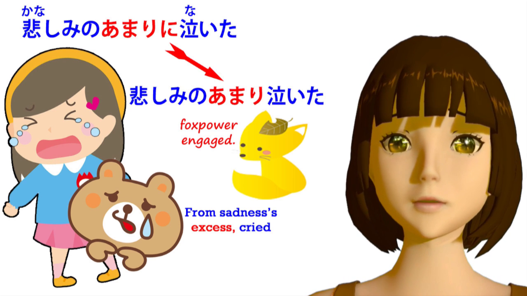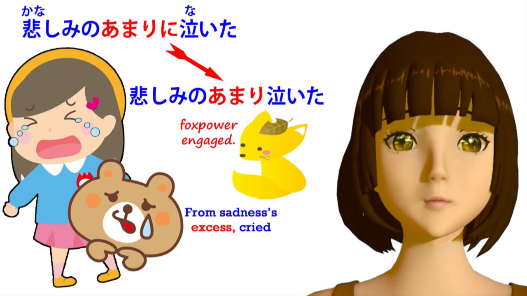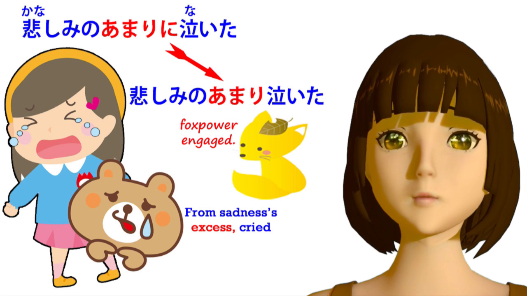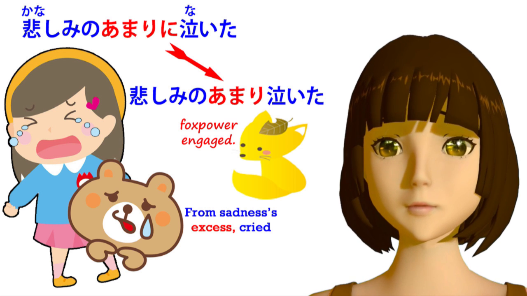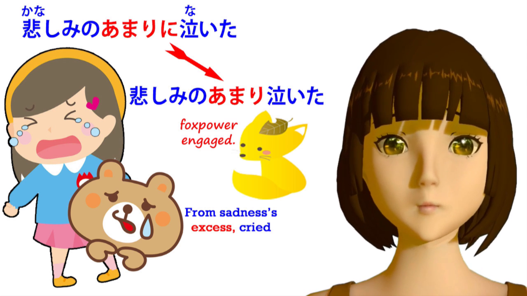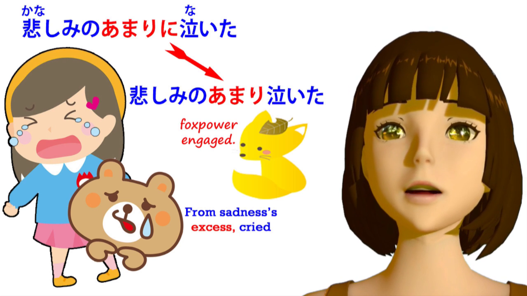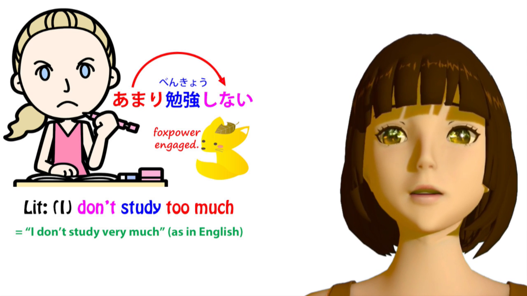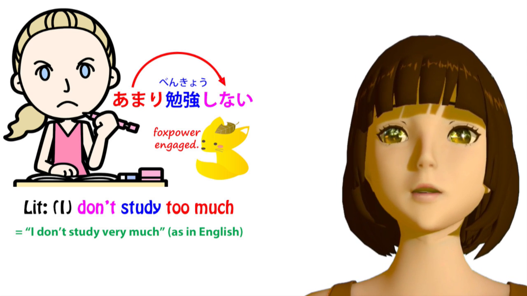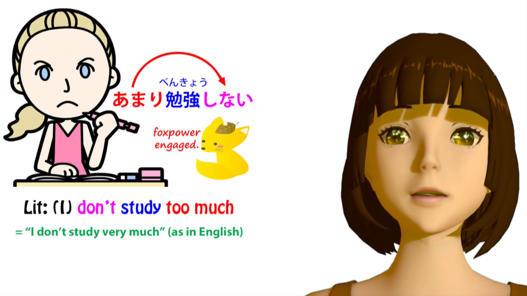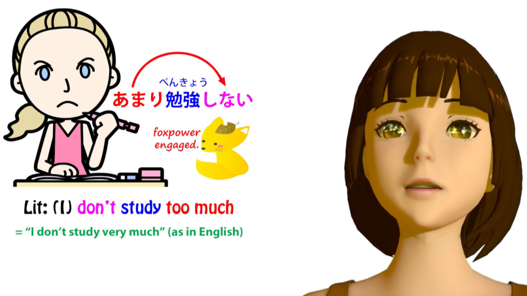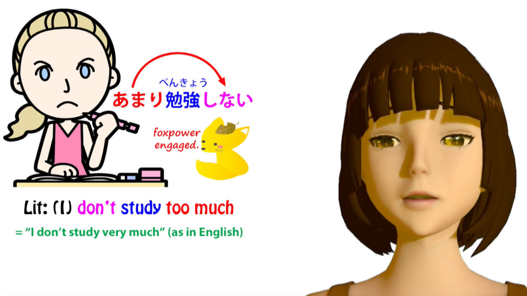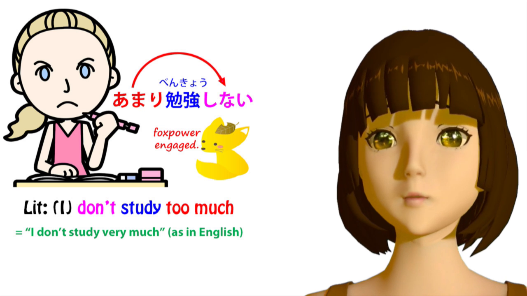Now, the textbooks generally introduce it in a different context, which makes it very confusing when we see it in other contexts, and especially when we don't understand that it's actually a noun. They show it being used adverbially in expressions like amari benkyo shinai. What does that literally mean? It literally means I don't study too much. I don't do an excess of study. But of course, as we know, what it means in practice is that I don't study very much. And this is what we call litotes.